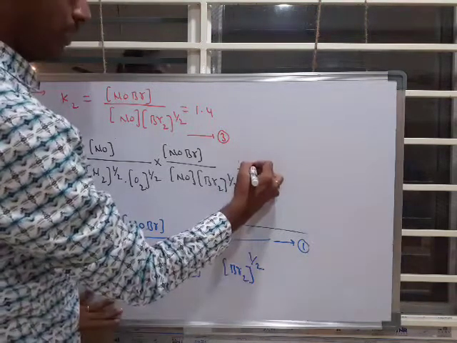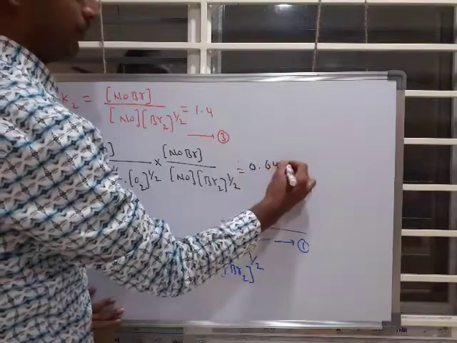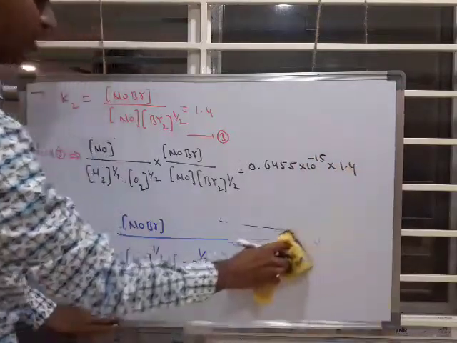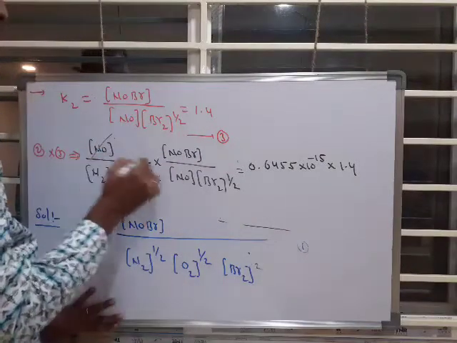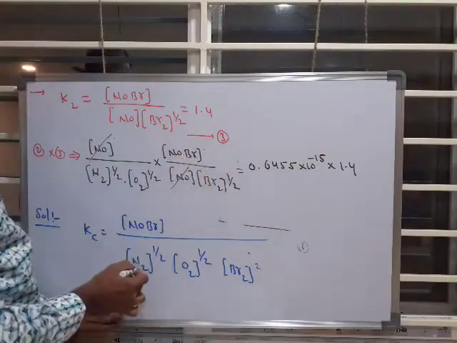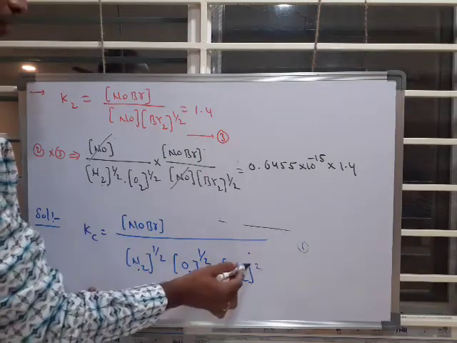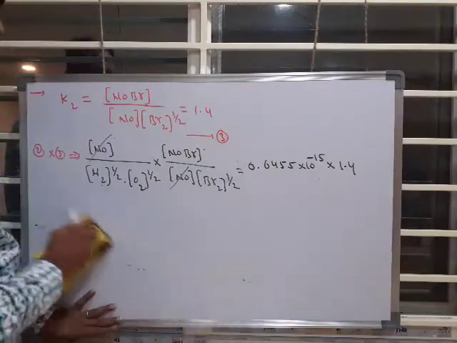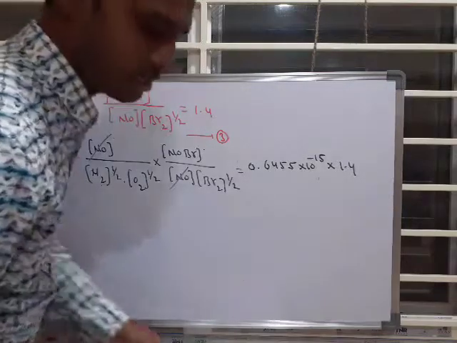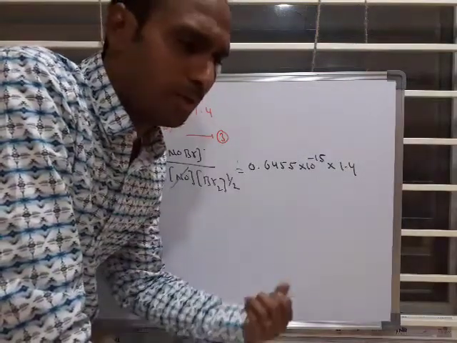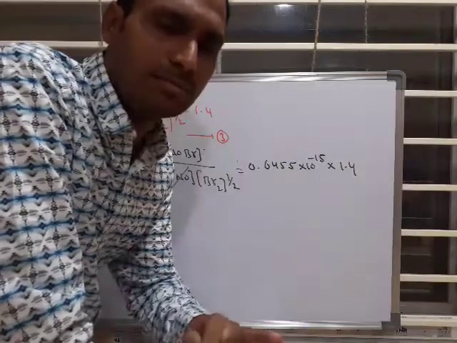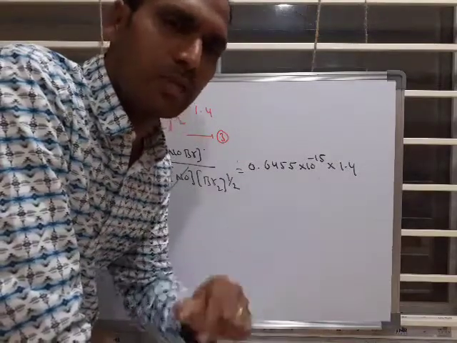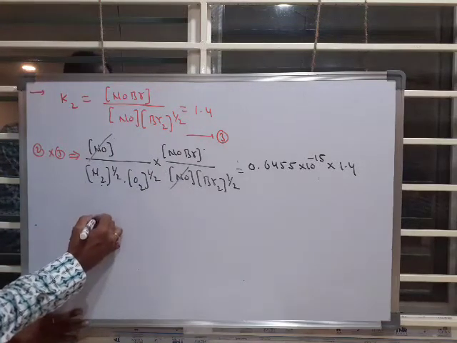What is here? 1.4. So exactly we want the equation where NO cancels: NOBr, O2, N2 power 1/2, O2 power 1/2, Br2 power 1/2. So exactly on multiplying equations 2 and 3 we got the question. So every time we need not multiply the equations. Based on the question, there are two choices: multiplying or dividing. We have to find out which one gives our question equation. Here, multiplying equations 2 and 3 gives the question.